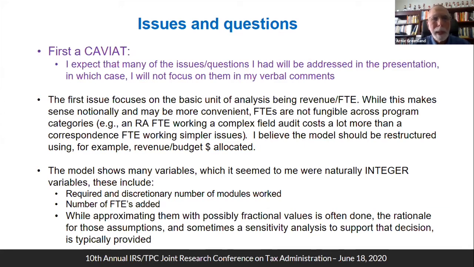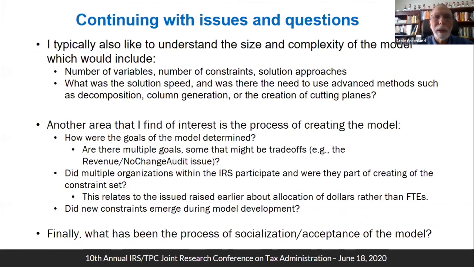Another point that I make was I think many of the variables seem to be integer in my mind, like the number of modules worked, number of FTEs, and there wasn't any mention of whether these are integer variables, though a true commodity flow model could have integer solutions in certain cases, even if you don't make that assumption, but I didn't understand that you mentioned that. Next slide. Try to do these very fast.